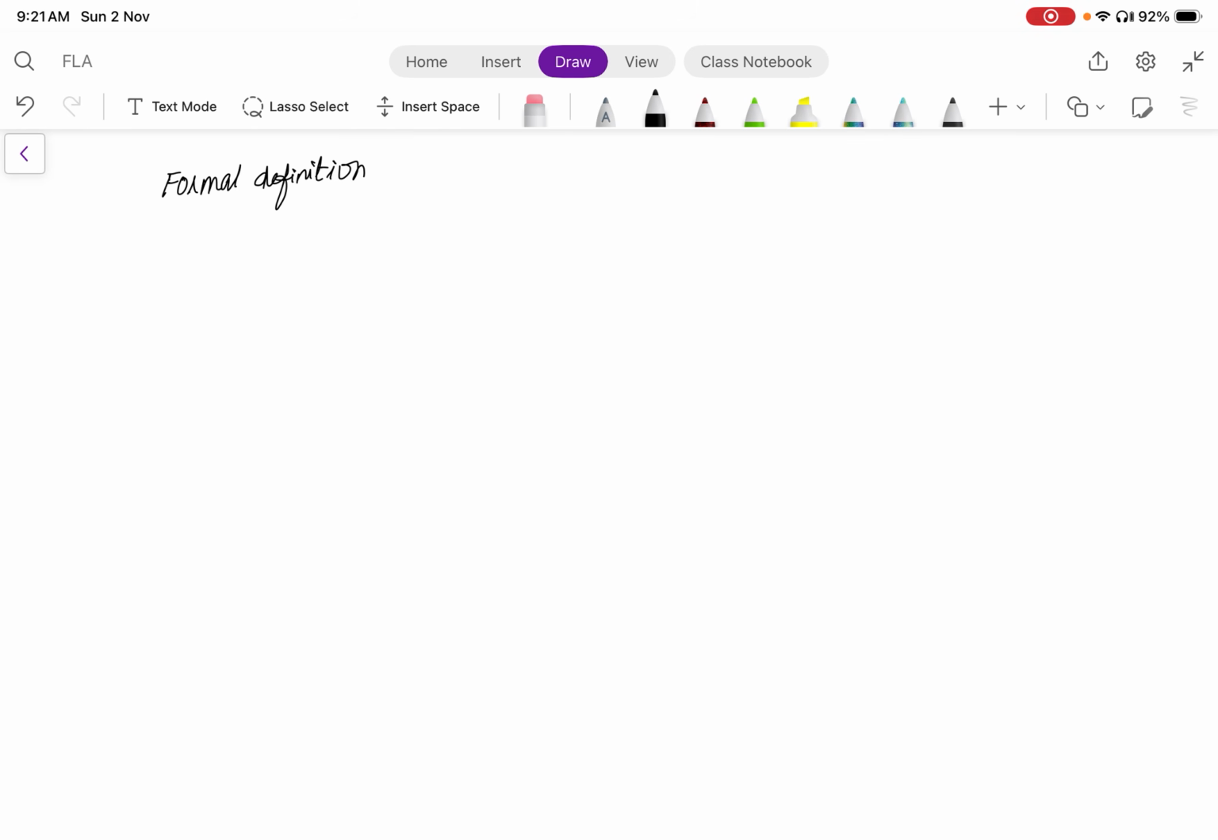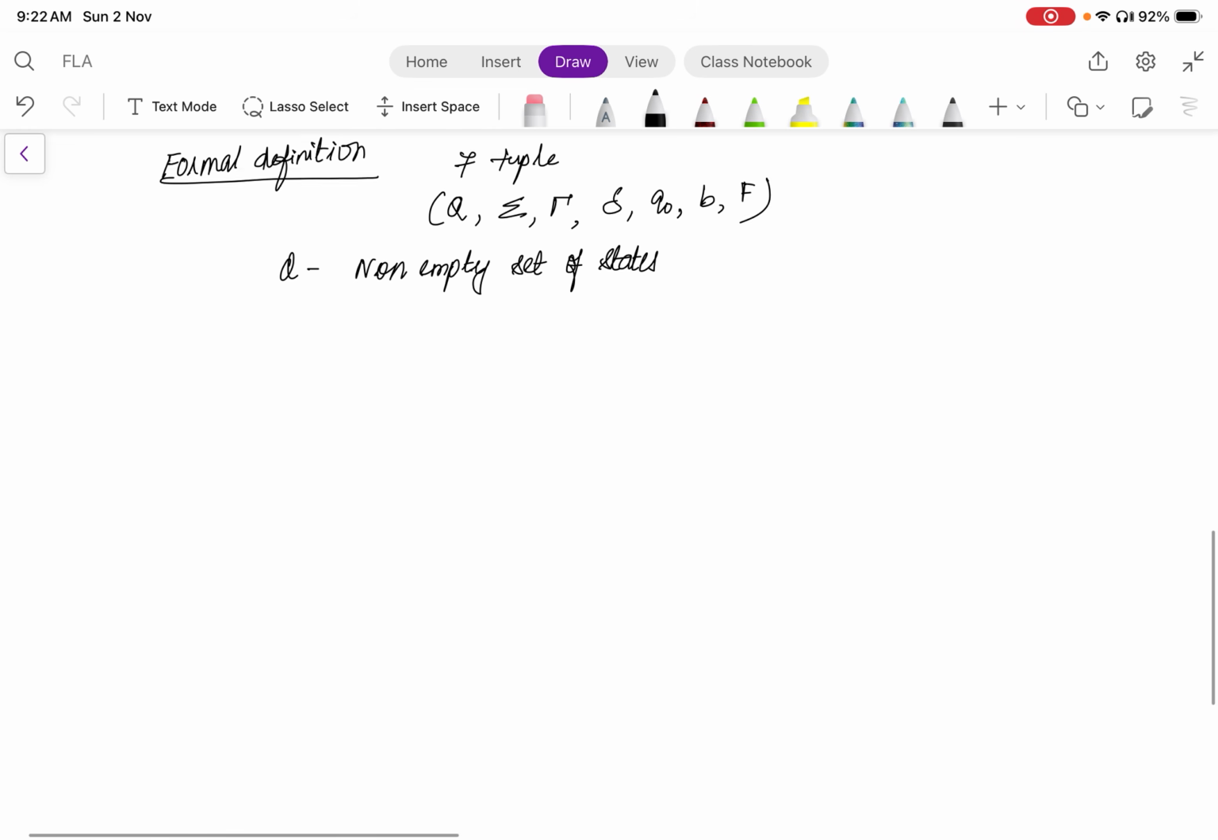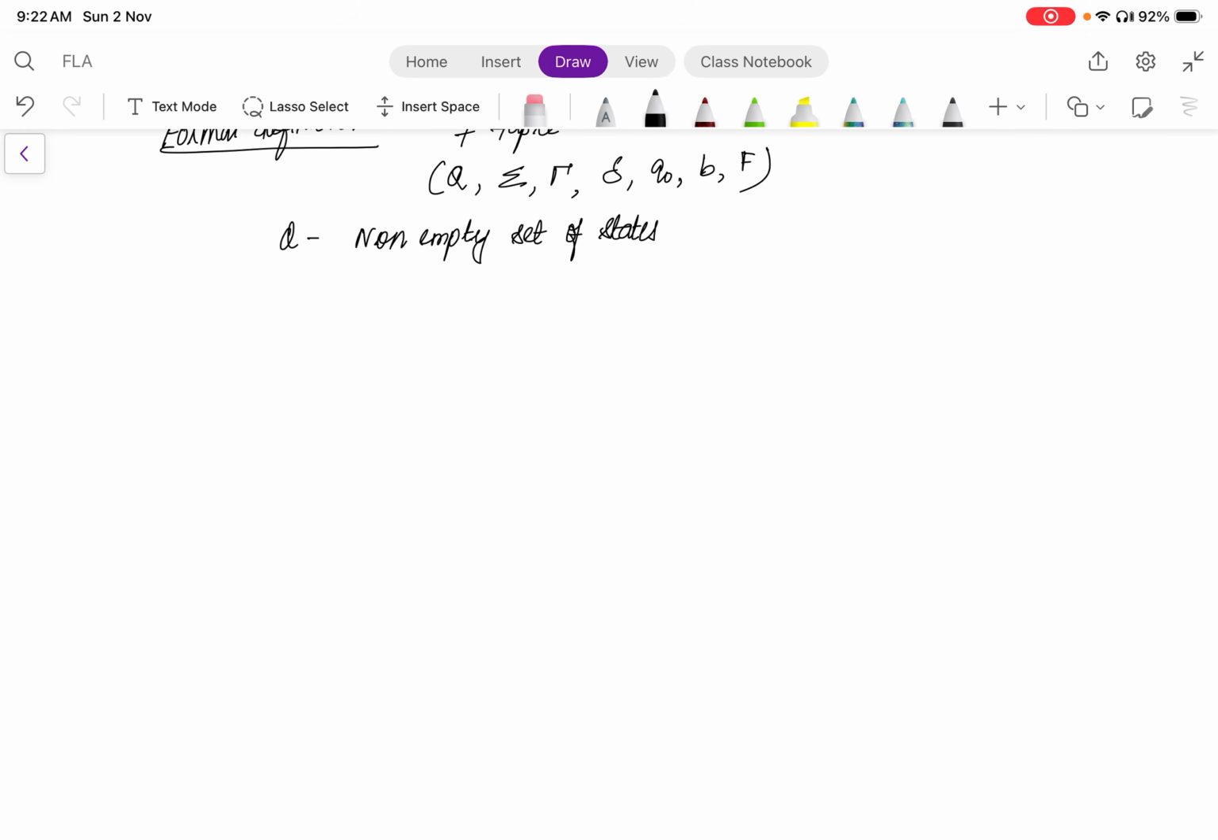A Turing machine is also a seven-tuple machine. So it has Q, sigma, tau, delta, Q naught, B, and F. Q is your non-empty set of states. If you remember, in FSM and PDA it is a finite set of states, but in a Turing machine it is a non-empty set of states, and sigma is your non-empty set of input symbols.